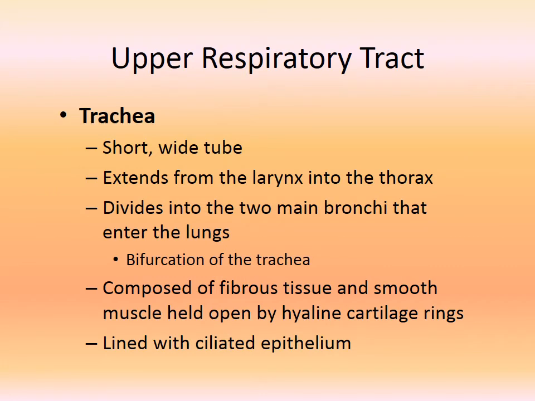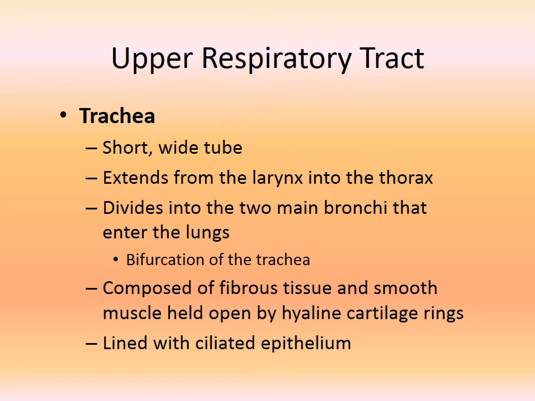And then the last structure of our upper respiratory tract is our trachea. It's a short, wide tube. It extends from the larynx down into the thorax. And then as it goes down into the thorax, it actually bifurcates. So it divides into two main bronchi that enter the right lung and the left lung.